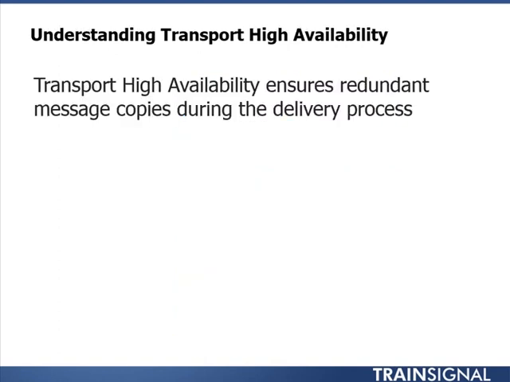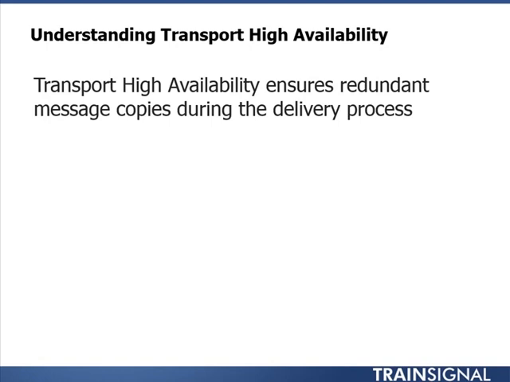So ultimately, transport high availability ensures redundant message copies during the delivery process. Now, what do we mean by the delivery process? Well, mail comes in again to that front-end transport service. It comes in through the service, it goes to the transport service itself. The transport service passes it off to the mailbox transport service. You can see how there's a lot of things happening before that mail gets put in a database. And even after it's put in a database, what actually is there to ensure that we have some availability of that data for any period of time? So that's where the transport high availability features that are built in can be very helpful.